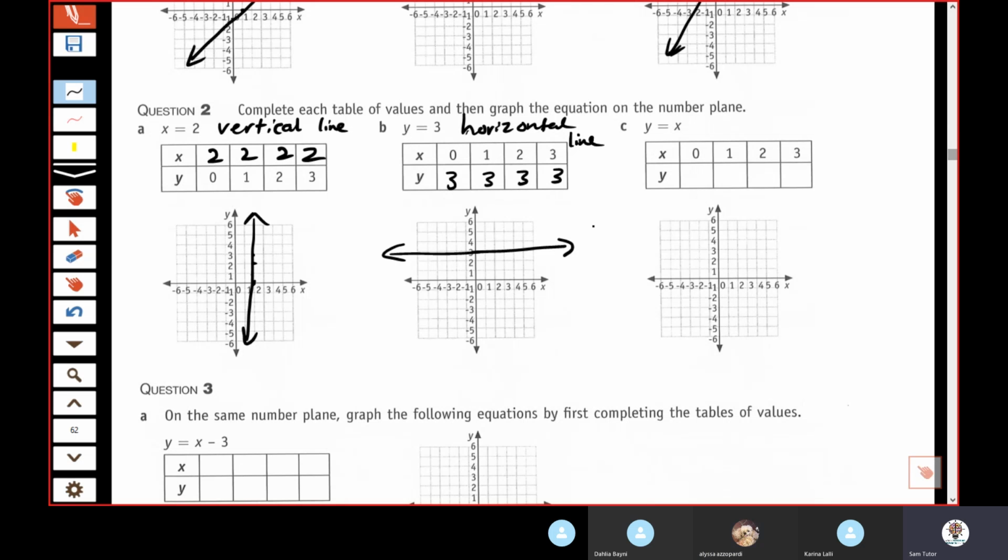Y equals x. Y equals x is, when x equals 0, therefore y equals 0. When x is 1, y equals 1. X is 2, y equals 2. X is 3, y equals 3. And I think we can tell just from that that it is just going up like this, and so on. Arrowheads, and just y equals x, and it just passes through the 0.